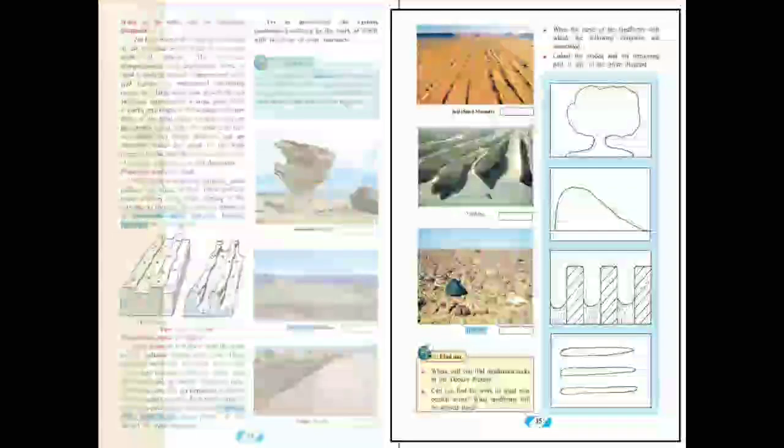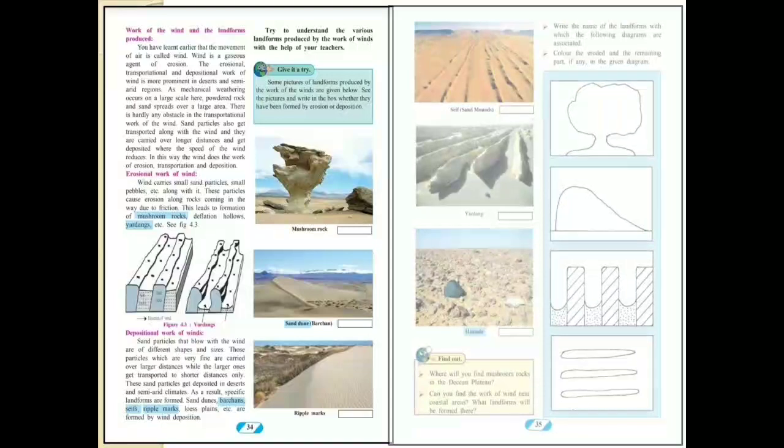Here I have shared textbook pages 34 and 35. Read these. This shows the work of the wind and the landforms produced, the erosional work of wind and the depositional work of winds.